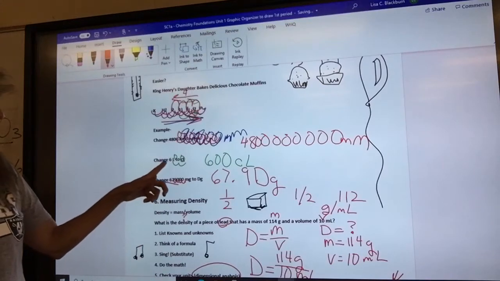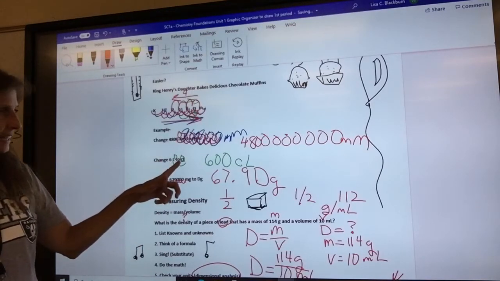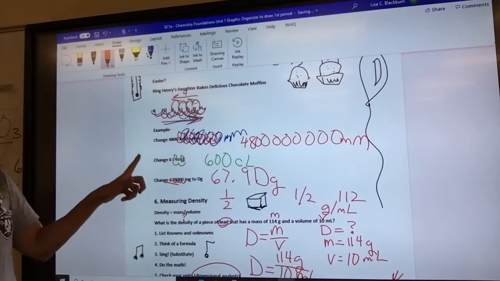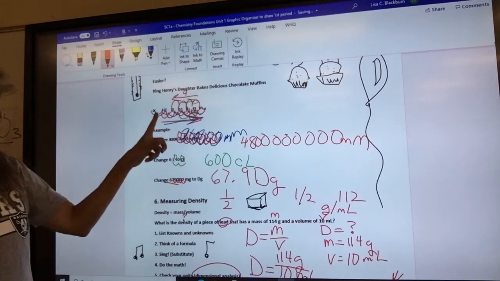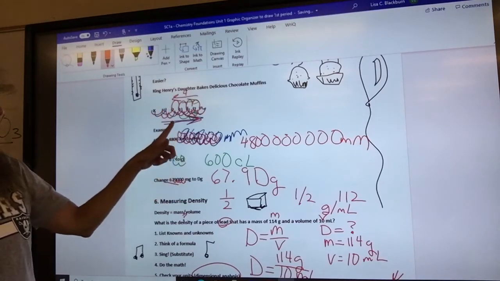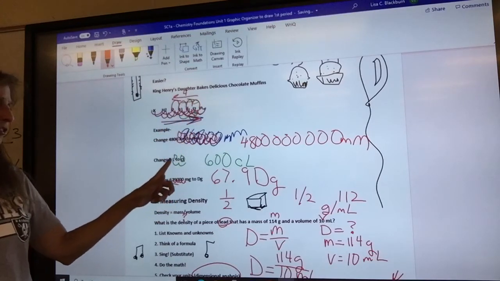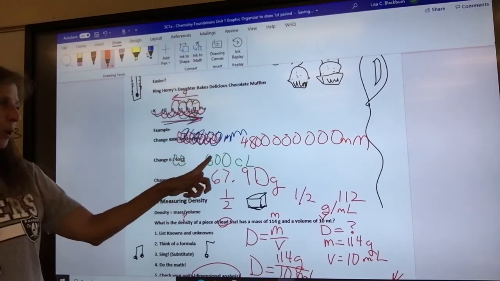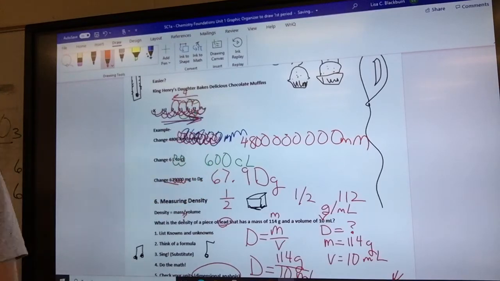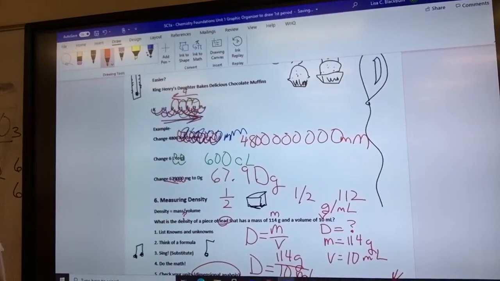Okay, so let's go from 6 liters to centiliters. So we're at liters, that's our basic one, and we're going to centiliters, that's 1, 2 frog jumps this way. We move our decimal place 2 places that way, and we add the 2 zeros. Is that all right? Do you see how this is easier than the train tracks?